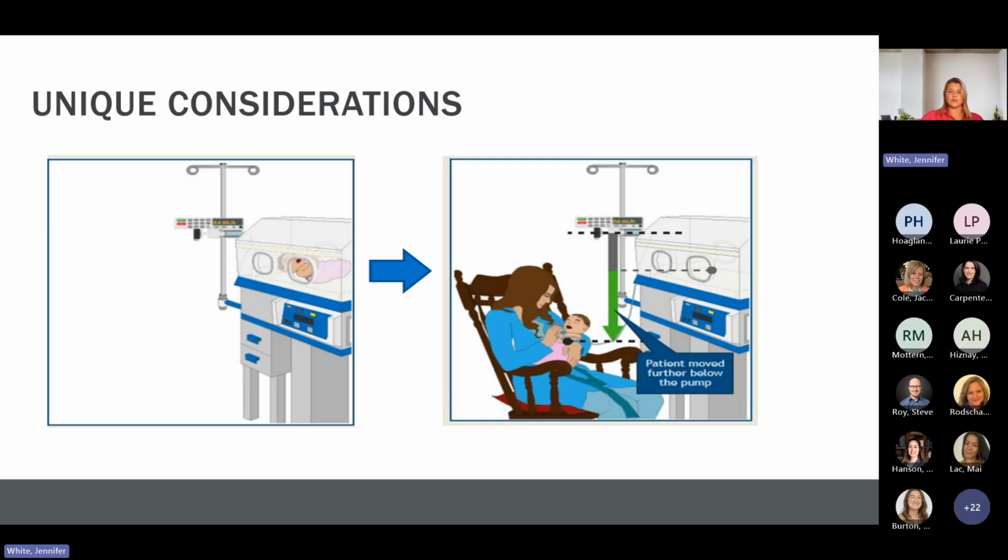This is something to consider when you have critically ill patients on multiple infusions and they're being held by the parent. You can see an increase in occlusion alarms, potentially needing to increase your boluses, considering bringing those pumps lower to the patient's heart level here, whether it's on a table, lowering on the pole. Bringing that to the correct height will ensure the accuracy of your flow rate.